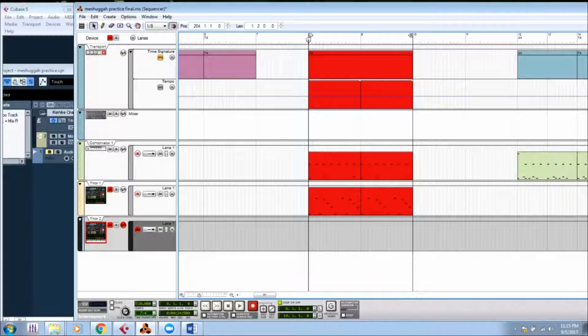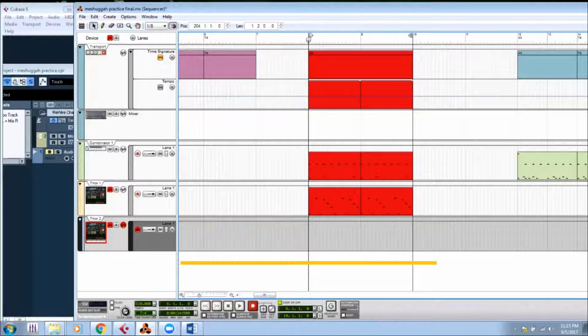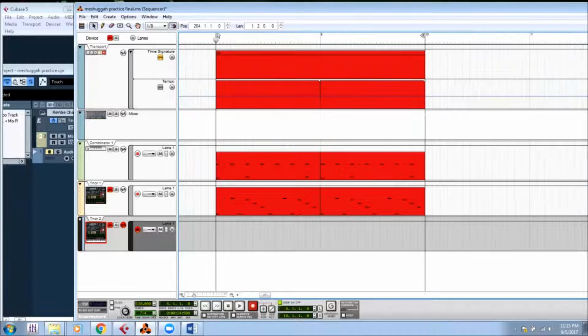For me, the first step to writing like Meshuggah is write in odd time signatures. For some of their music, this is just a piece of the puzzle, and for some of their music, it's the only piece. When I say write in odd time signatures, write in an odd number numerator over an even number denominator. I have an example riff here. It's 7/4, and it's a repeating 7/4 pattern.